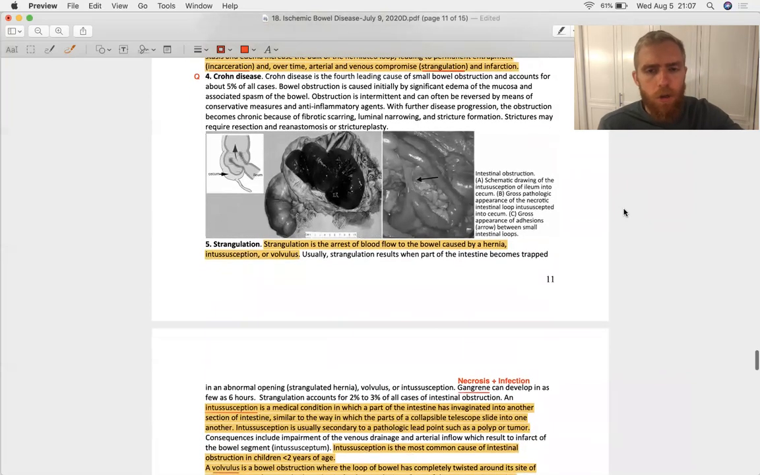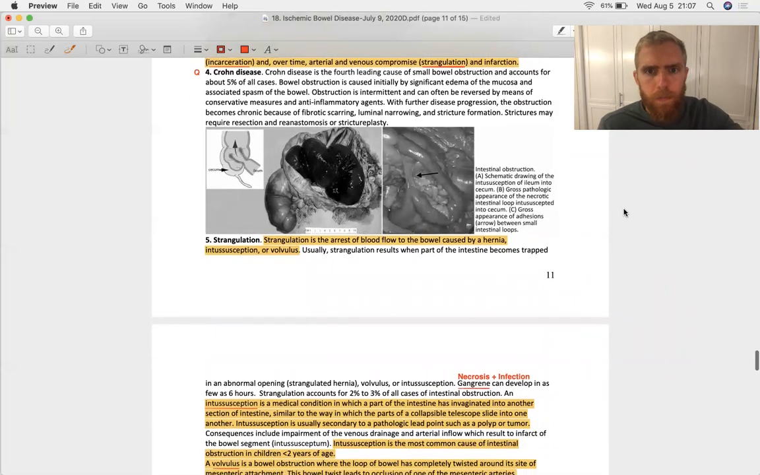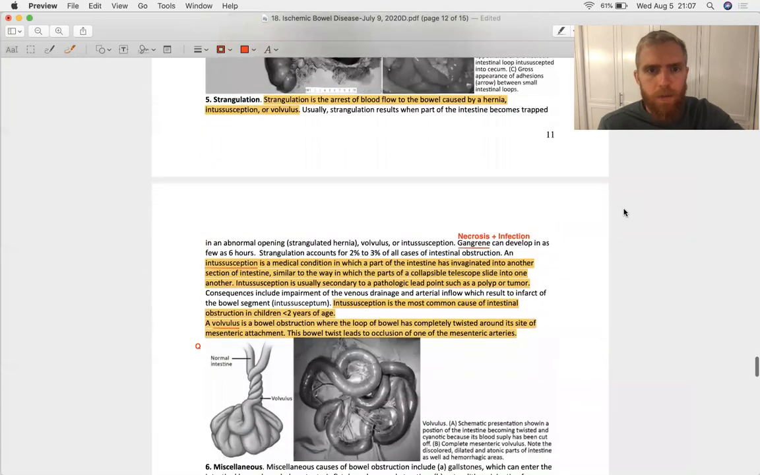Crohn's disease. Talk about that next time.